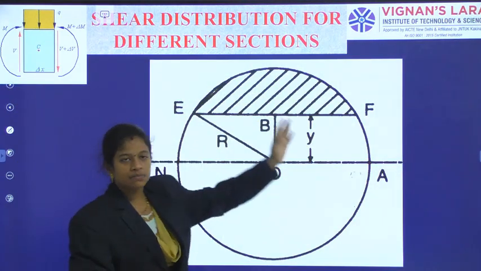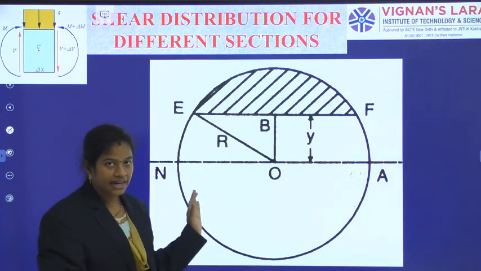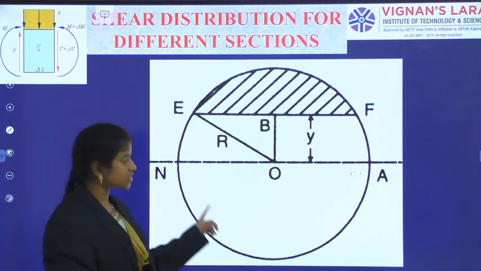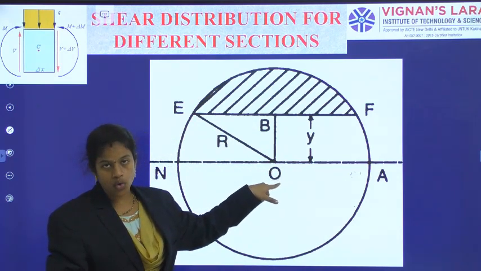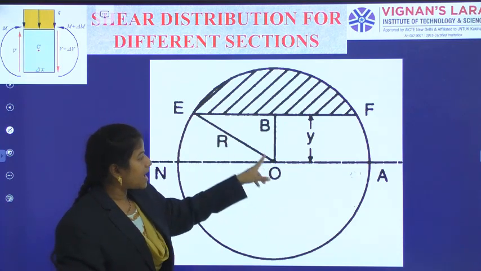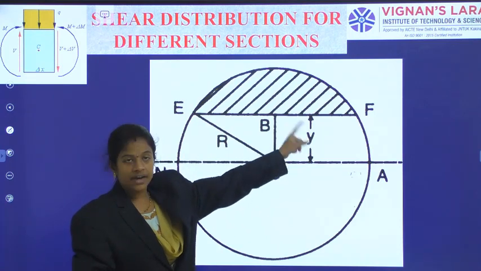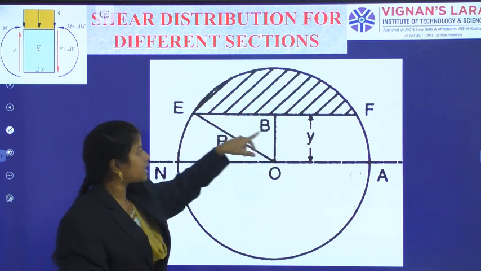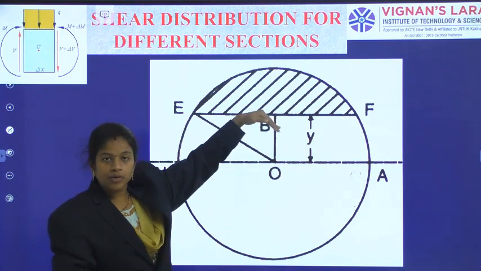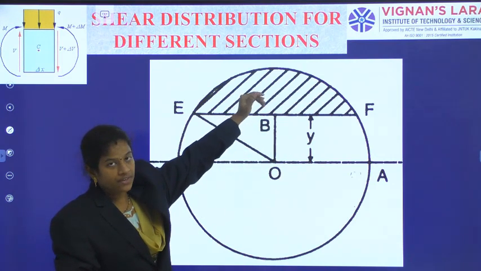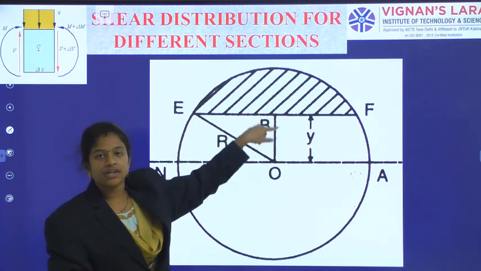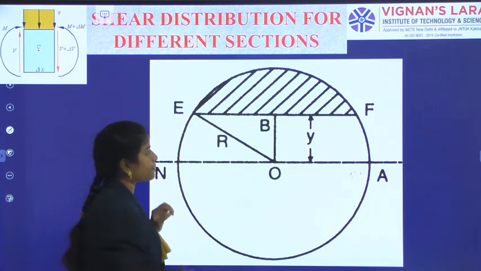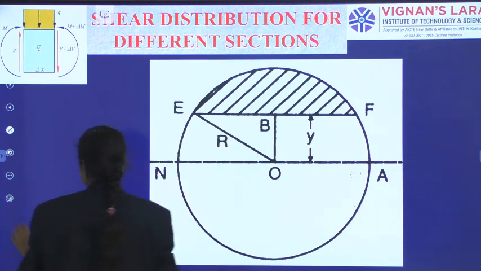When we observe the whole picture, it may appear like this: a complete circular section with a neutral axis indication, with the center indicated as O, and a level at a distance y, where we have the line EF. Above that we have given the shaded portion, and between E and F we draw a perpendicular line that we indicate as B.